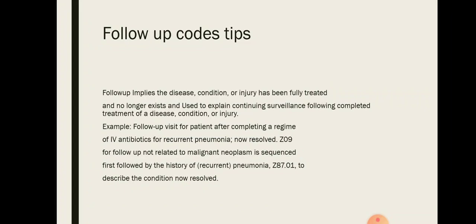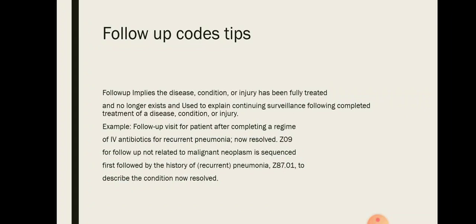Since we have to give information about the treated disease which has been completely treated, we have to give a history code as well, which is here pneumonia. So history of recurring pneumonia has to be coded along with the follow-up code. Here the history code is Z87.01.